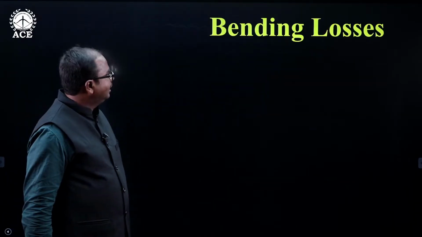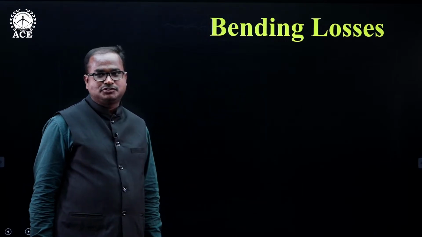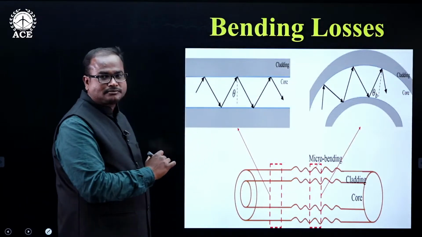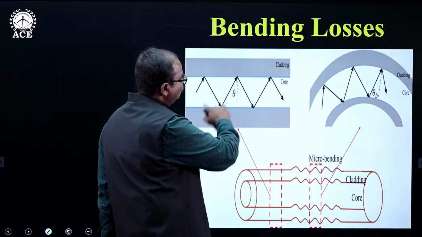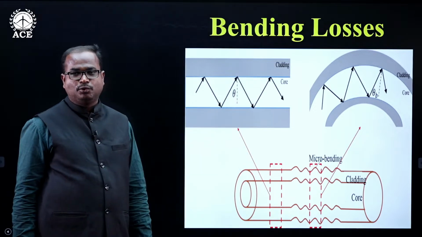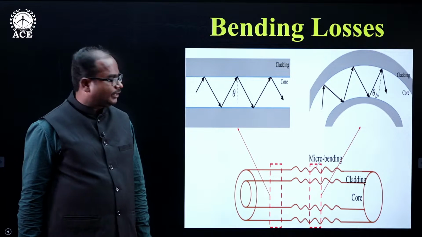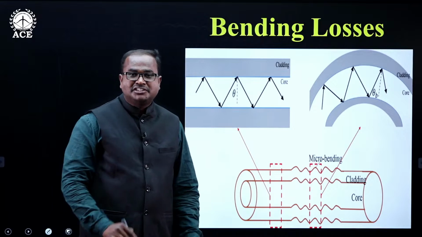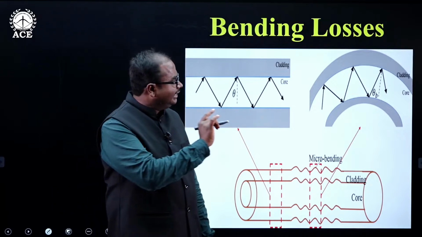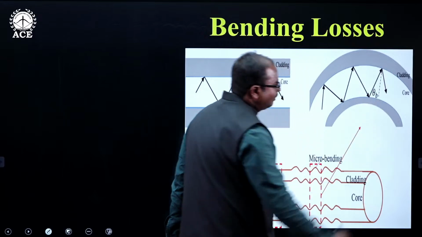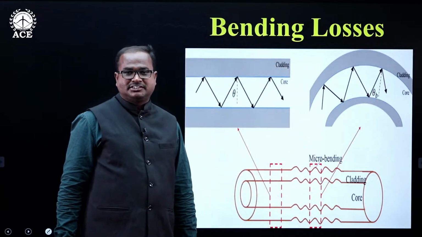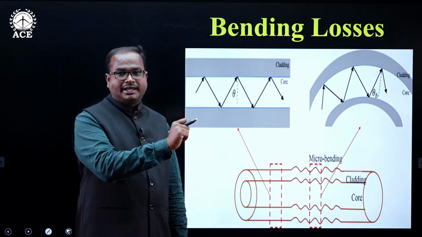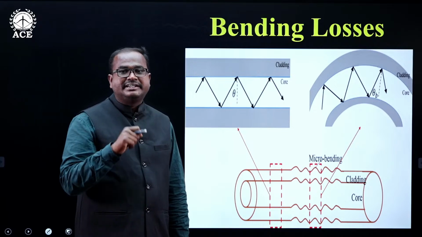And you also have bending losses. The next loss is bending loss. If the fiber is straight, you can see here, total internal reflection takes place continuously. But when the fiber is bent, the angle may change. The angle at which the light is incident, you can see here, this theta. As we have discussed, theta plays an important role; the angle at which the light is incident will decide whether the total internal reflection takes place or not.